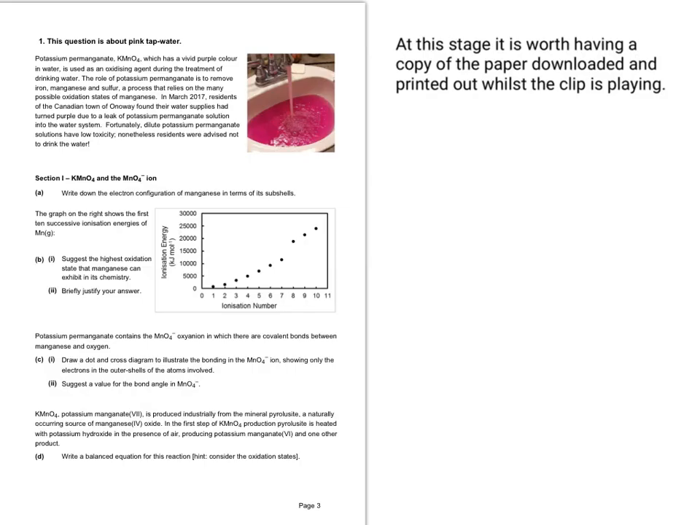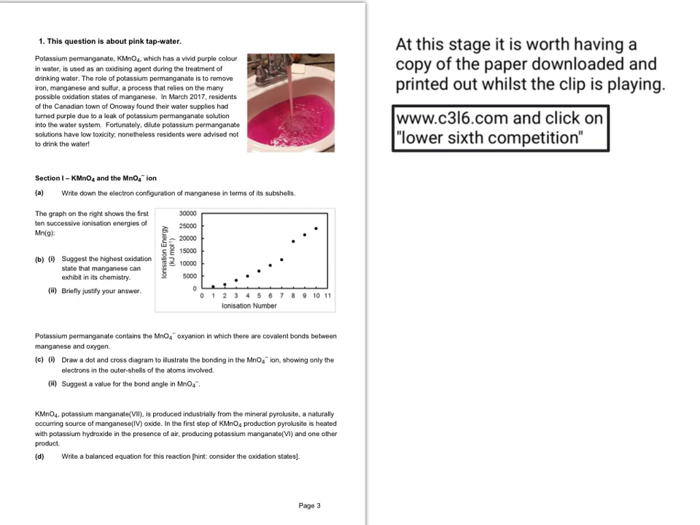So let's have a look at question 1. At this point it's really worth having a copy of the paper downloaded and printed out while the clip is playing. So to get access to the paper, you'll need to go to www.c3l6.com and click on Lower 6 Competition button, and you'll be able to access all of the past papers and mark schemes and examiners' reports from there. So from this point onwards, I'm assuming you've got the paper in front of you.